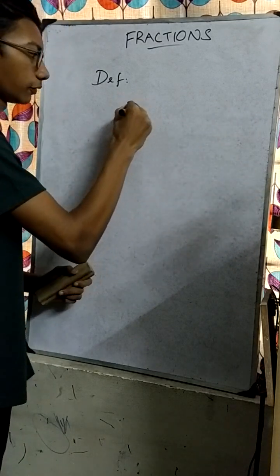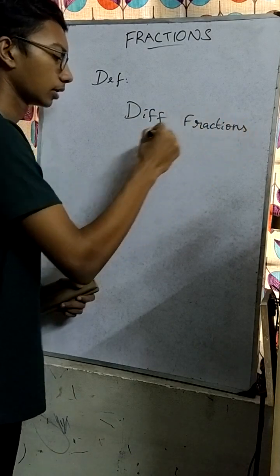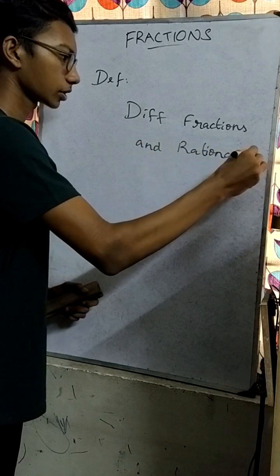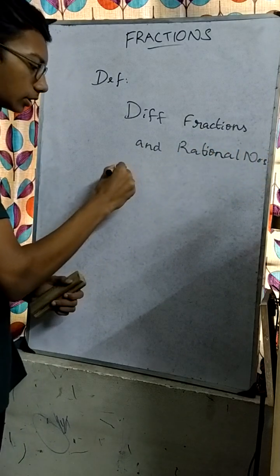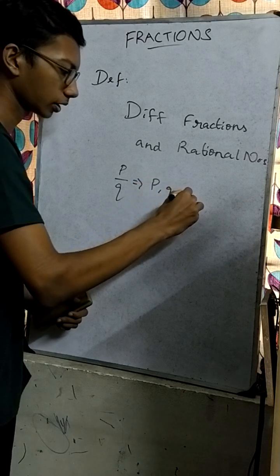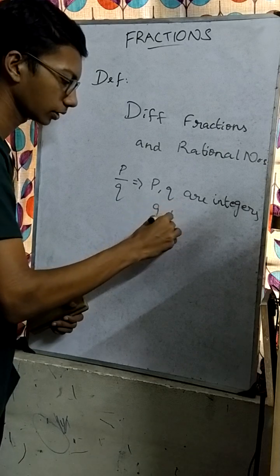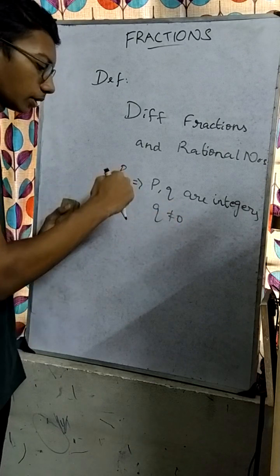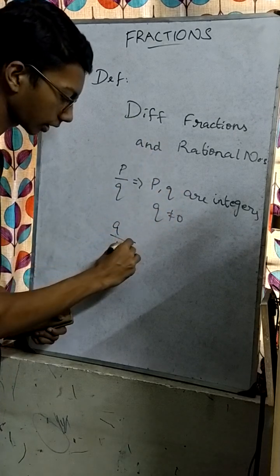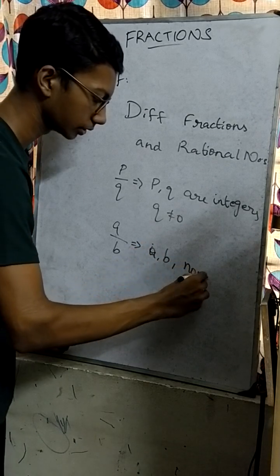So now let's see the difference between fractions and rational numbers. Rational numbers are also defined something like this: of the form P by Q, but P and Q are integers, and Q should not be equal to 0, because if Q is 0, then it would be undefined. So this is the thing with rational numbers. Now the definition of fractions is that A and B are non-negative integers.